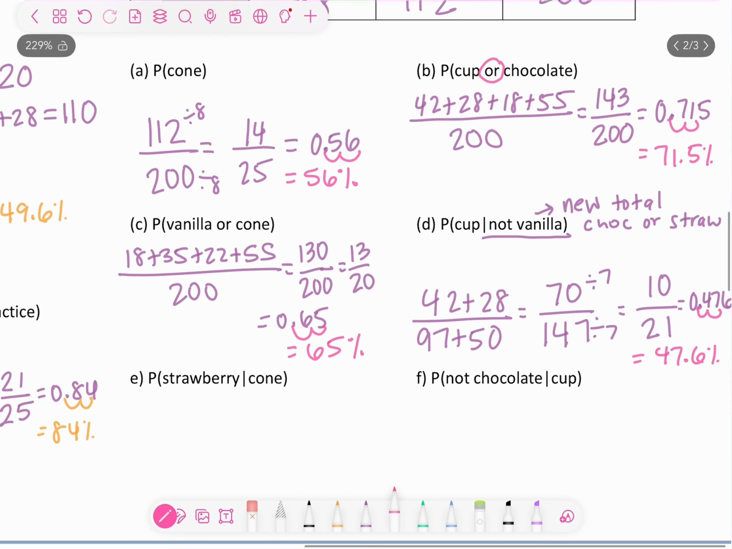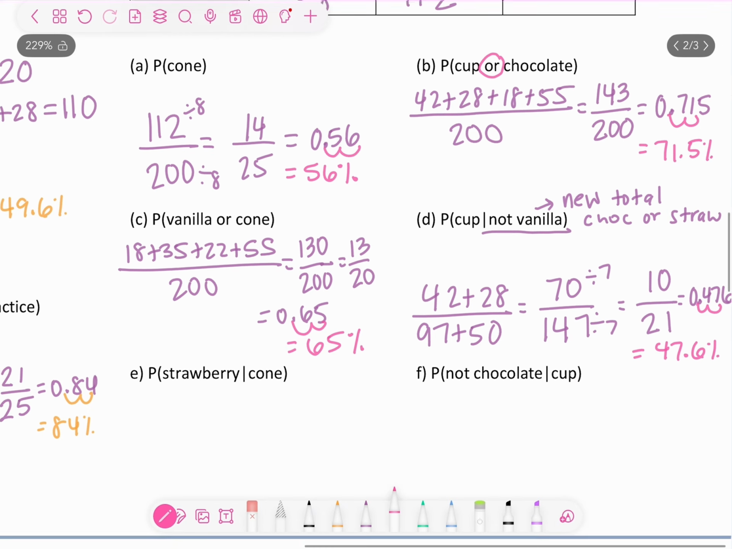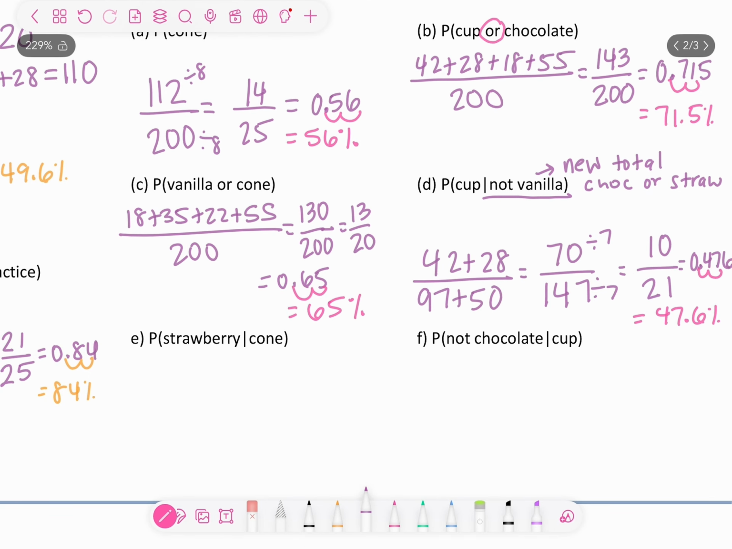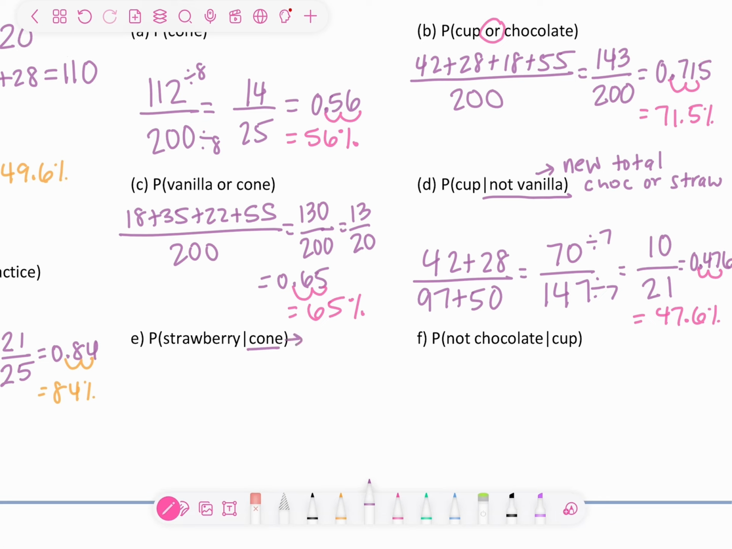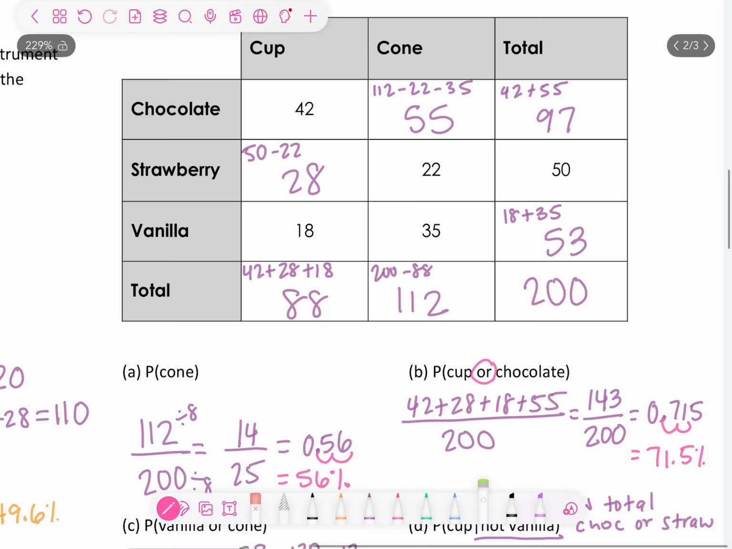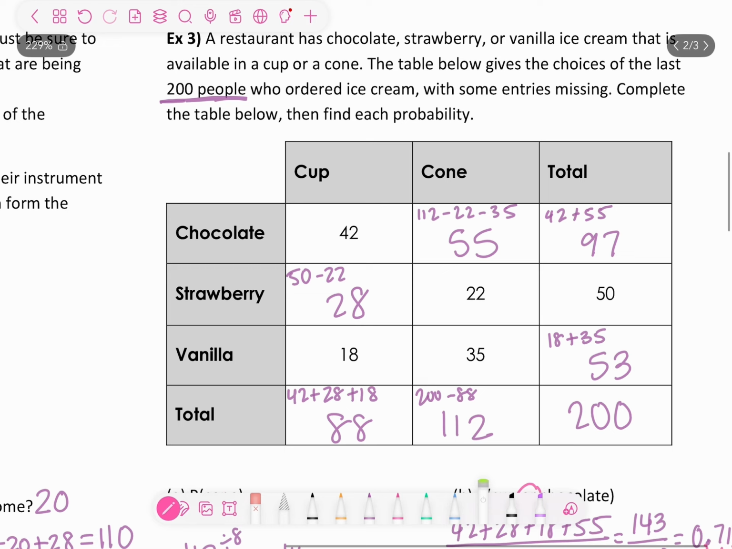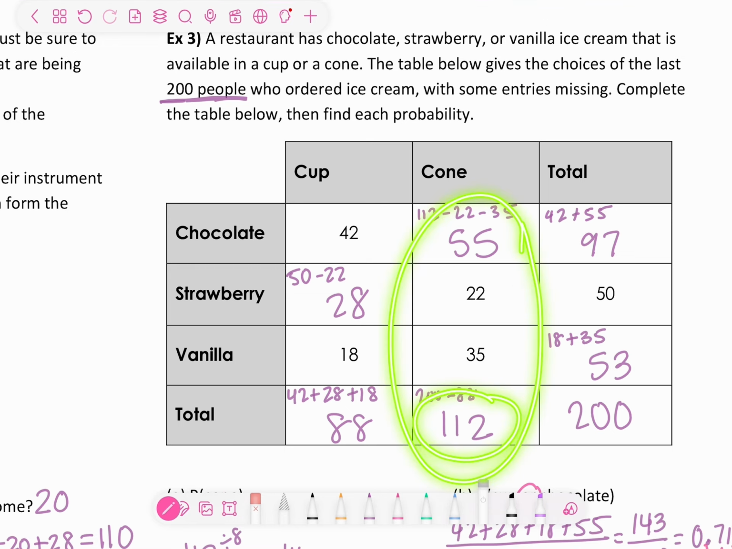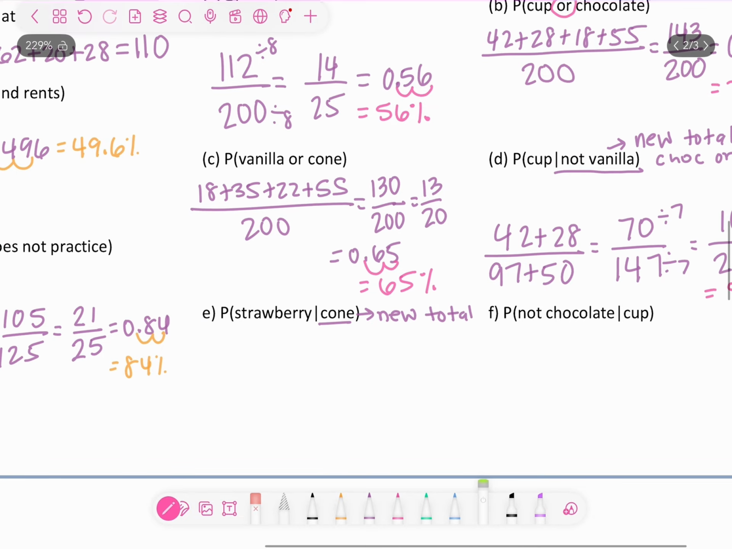All right, let's look at these last two. So for E, it's probability of strawberry given it's a cone. Given it's a cone. So again, the fact that it's a cone gives us a new total. And then we can only look at the strawberries within cone, right? Strawberries that were inside of the part of the table that is already talking about cones only. All right, so let's take a look. We're given it's a cone. So we're looking at just that column. So just 112 total.